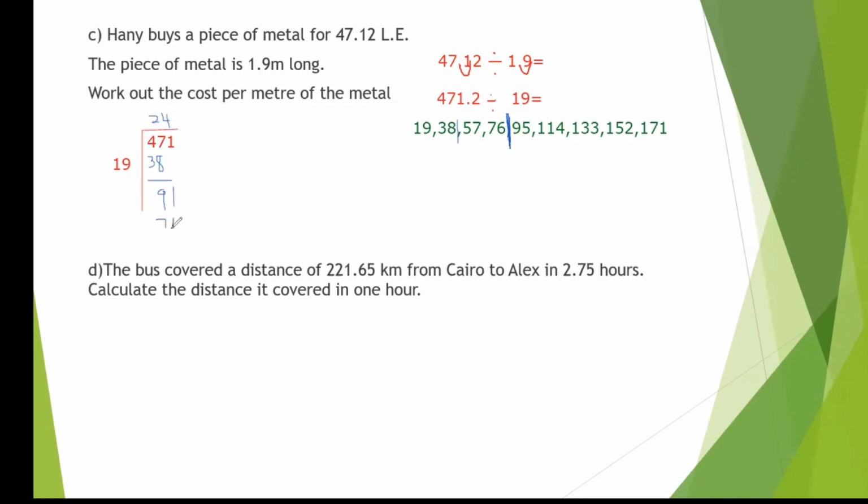Subtract. This will be 11 and this will be 8. 11 minus 6 equals 4. 8 minus 7 equals 1. هنحط decimal point و0. 140 divided by 19. 140 is here. How many multiples before 140? 1, 2, 3, 4, 5, 6, 7. 7 times 19 equals 133.